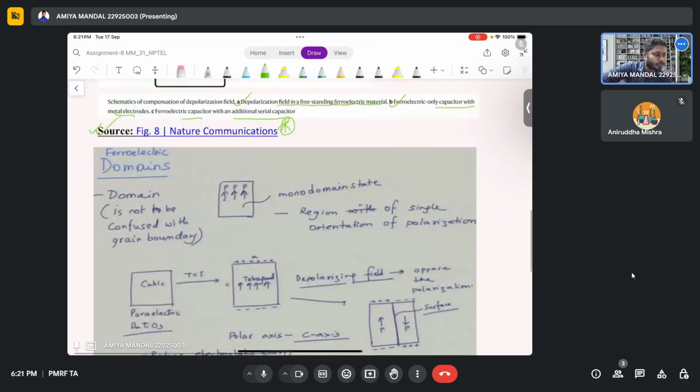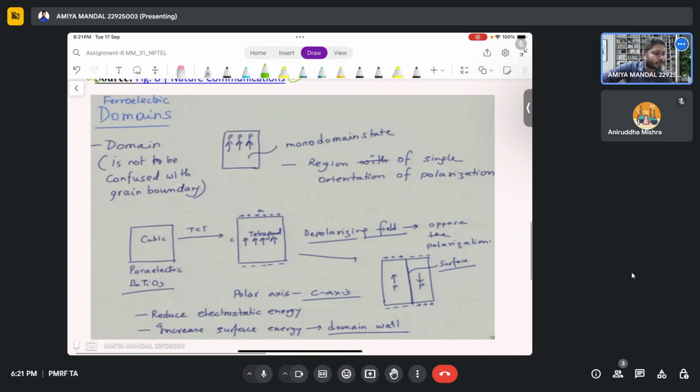So you have learned in the lecture also that a domain is not to be confused with grain boundaries. Grain boundaries and domains are different things. Each grain can contain a large number of domains. Also, a full domain consists of a grain when monodomain formation occurs. So monodomain formation is where each dipole is oriented in a similar direction, a region of single orientation of polarization. This is called the monodomain.